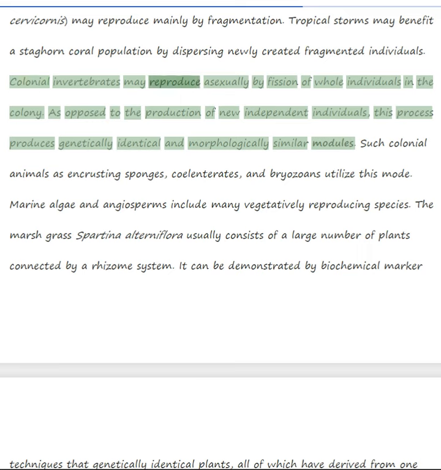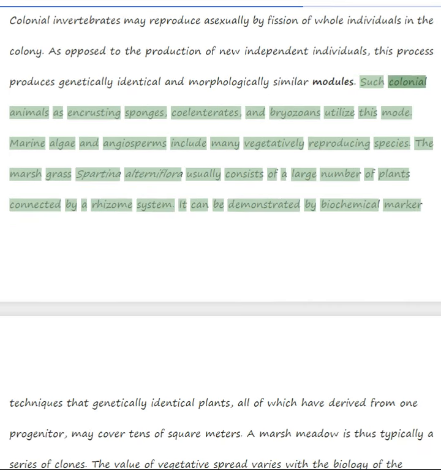Colonial invertebrates may reproduce asexually by fission of whole individuals in the colony. As opposed to the production of new independent individuals, this process produces genetically identical and morphologically similar modules. Such colonial animals as encrusting sponges, coelenterates, and bryozoans utilize this mode. Marine algae and angiosperms include many vegetatively reproducing species.